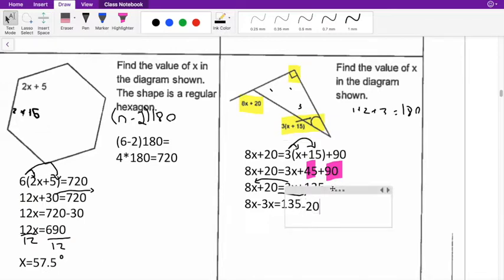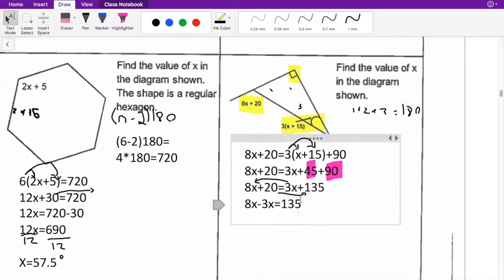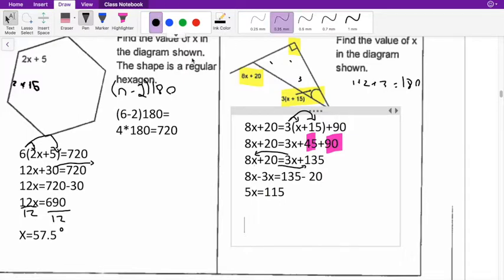Minus 20 here. Of course, I made a new box for some reason, so let's delete that. Let's see if we can get back in here. Minus 20. So I'm going to get 5x equal to 115. And as we did over on the other side, we need this, so we're going to divide by 5 on this side, divide by 5 on this side, and that will give me an x equal to 23 degrees is my answer.